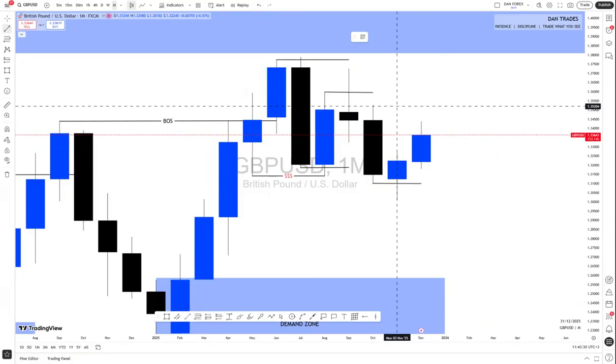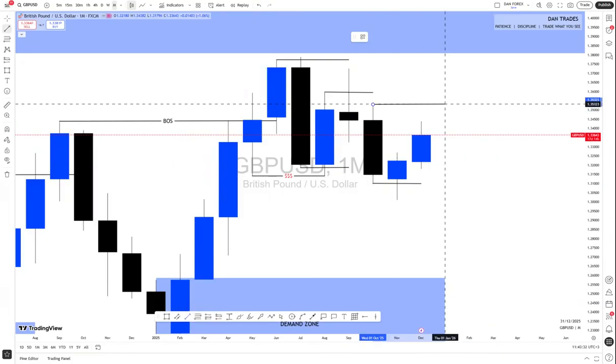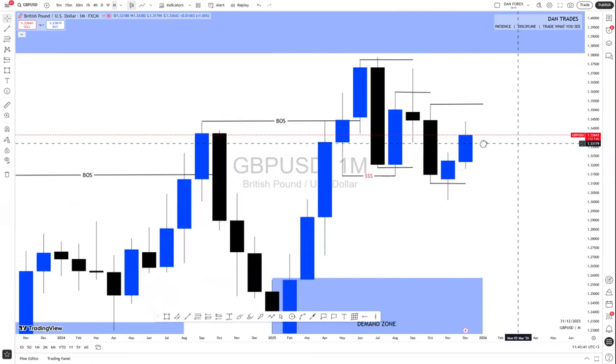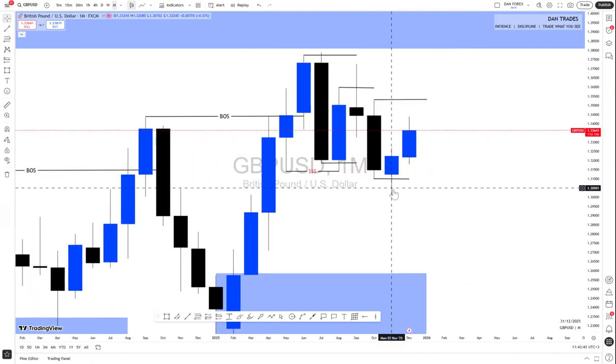So we have that low and we have that high. So this candle of October, it has given us what? A range, right? It has given us a range. Now we can see that the November candle swept this low.